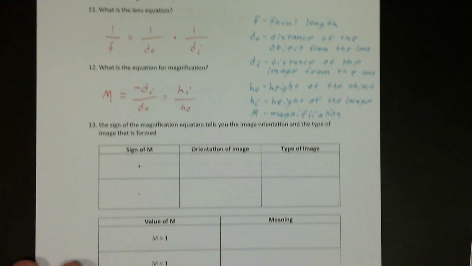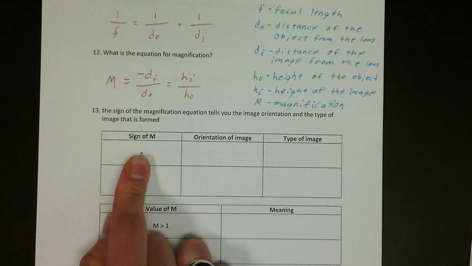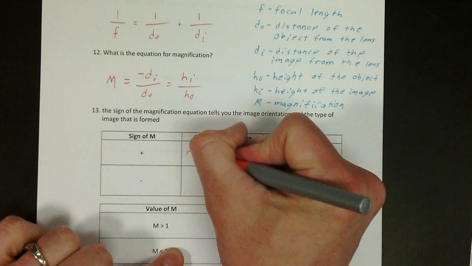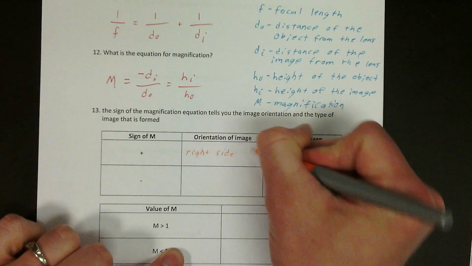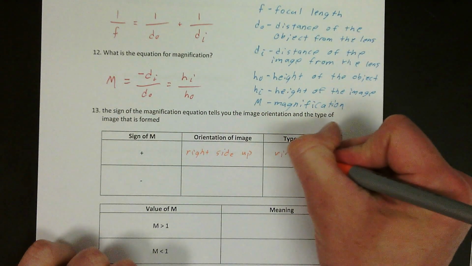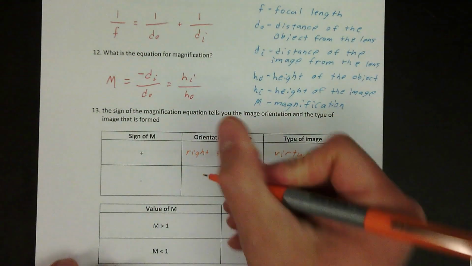So let's talk about magnification because there's some things you should know about it. First of all, magnification is made up of two things, a sign and a number. So it'll either be positive or negative, and it'll have some number value for it. If you have a positive magnification, that means it is right side up. And as you saw yesterday, images that are right side up are virtual. When you had a right side up image in the mirrors yesterday, those were virtual images. It looked like you were inside the mirror. If it's negative, it's upside down.